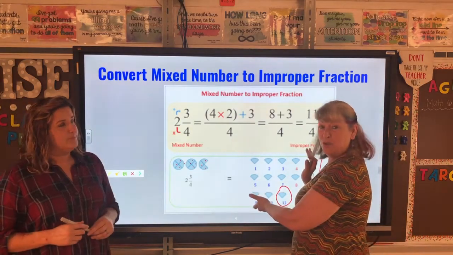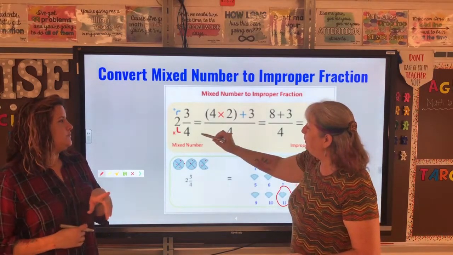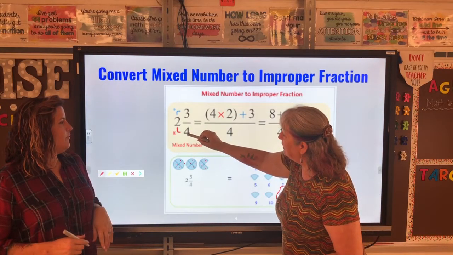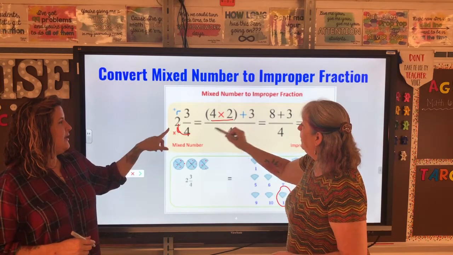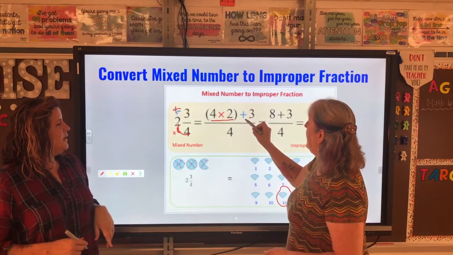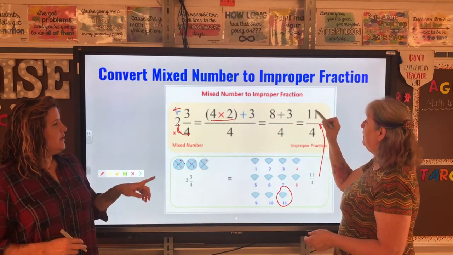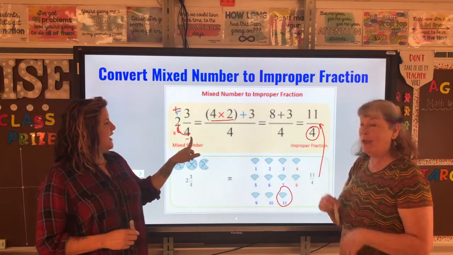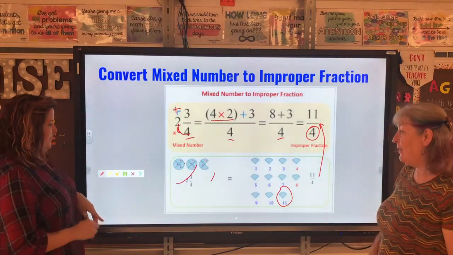Well, you're not going to always want to draw a picture. I mean, you could draw a picture and count. But it's really easy. It's 4 times 2, which is 8. So multiply the bottom, add the top, and then we add the 3. So 4 times 2 is 8. 8 plus 3 is 11. The denominator stays the same the whole way through. So that's all it is.